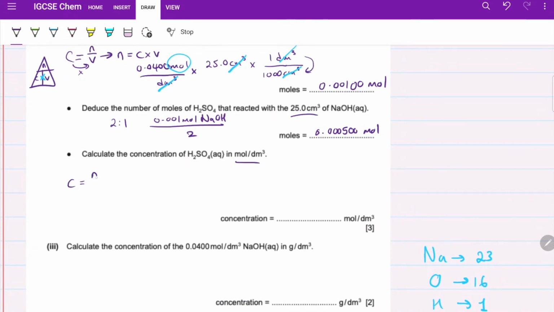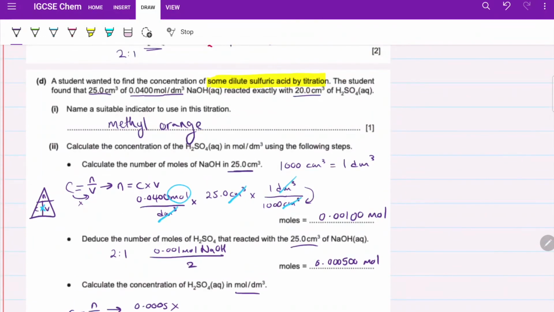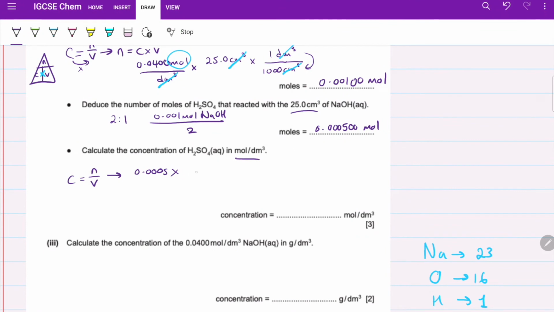Now I want to calculate the concentration of it in moles per decimeter cubed. Again, the formula C is equal to N over V. We have the number of moles, which is 0.0005 moles times, okay, we want decimeters cubed, so let's do this again. They used 20, so 1 over 20 centimeters cubed. Why did I do 1 over 20? Because it's the same thing. It'll still give me 0.0005 over 20.